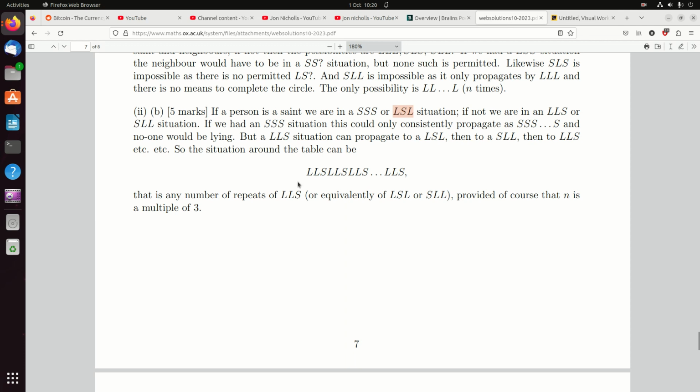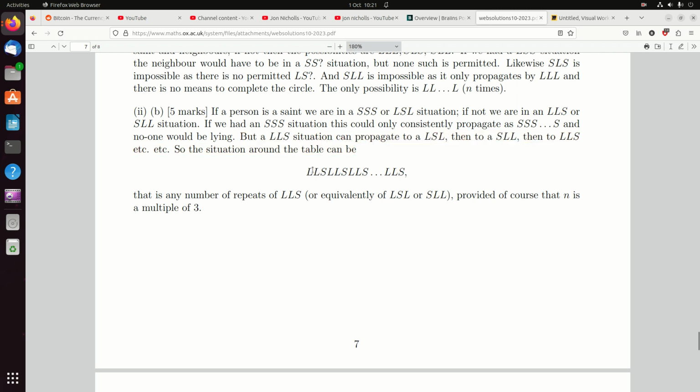These are really hard to describe your reasoning. They really are. That's the challenging bit. You can normally see why the answer is the answer, but using simple notation like this is always a good idea. Anyway, what they said then, but LLS situation can propagate to LSL, then to an SLL, then to an LLS, etc. So the situation down the table can be LLS, LLS, LLS. That is any number of repeats of LLS, or equivalently LSL or SLL.